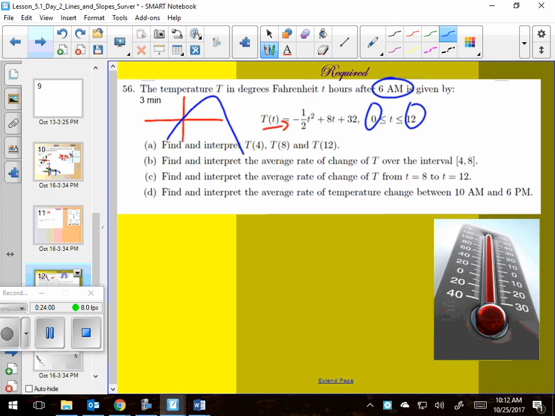So T of 4, what is it? Is it the temperature? No, T is not temperature here. The little t, sorry, actually, big T is the temperature. The big T is the temperature at little t, 4 hours after 6 a.m. It's not 4 p.m. It's 4 hours after 6 a.m. So this right here is asking for the temperature 4 hours after 6 a.m., which would make it 10 a.m.